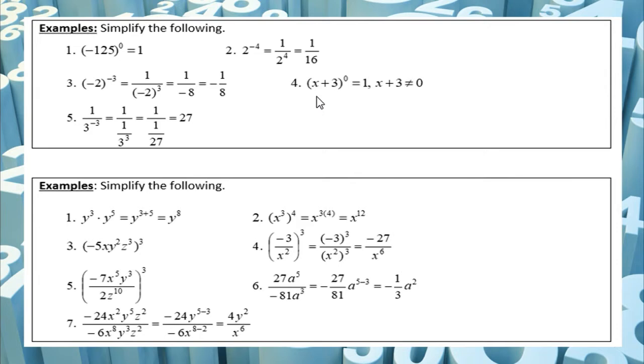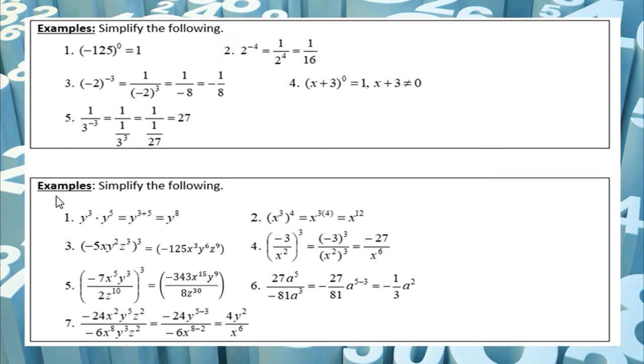Okay, we have here x plus 3 quantity to the power of 0. That is equal to 1. x plus 3 is not 0. So, since the power is 0, it is 1. Then, we have 1 over 3 to the power of negative 3. So, 1 over, since it is negative, we take 1 over again, 1 over 3 cubed. So, that is 1 over 27 because 3 cubed is 27. And then we take the reciprocal of this, that is 1 times 27 over 1, which is equal to 27.